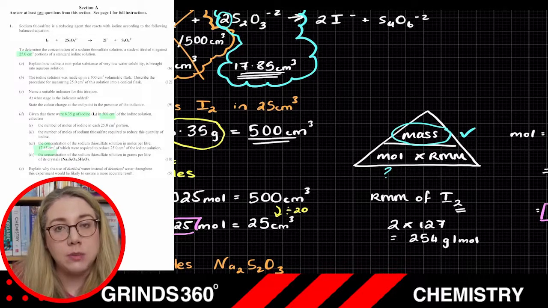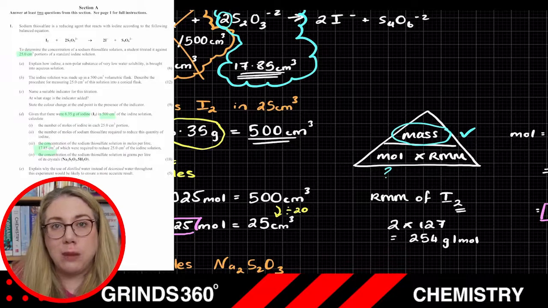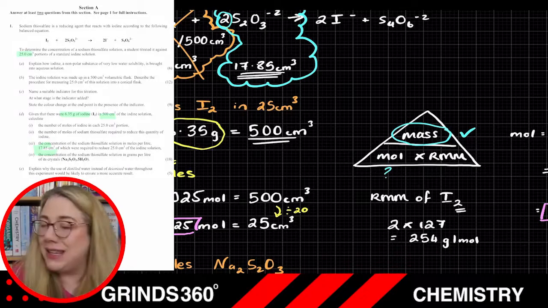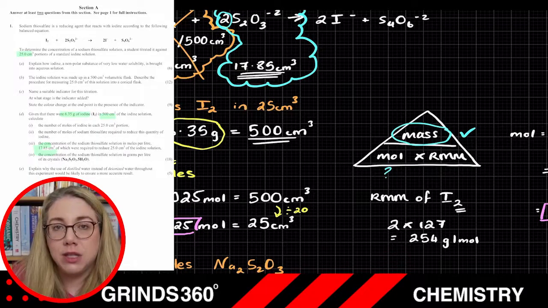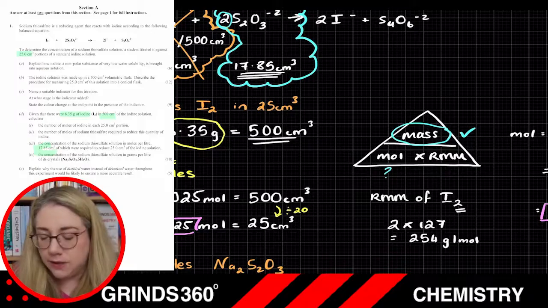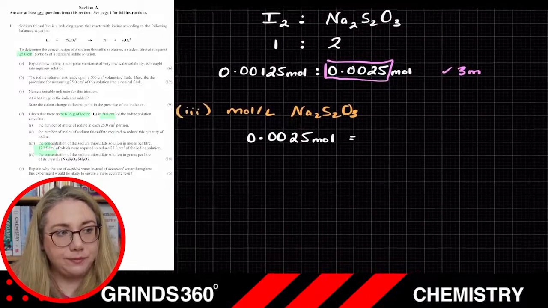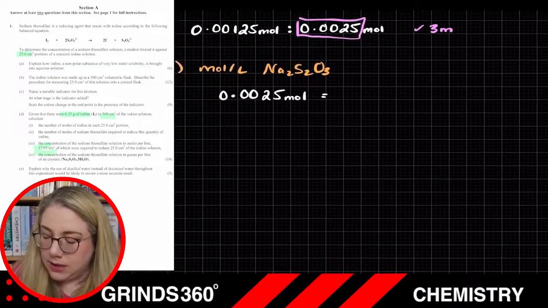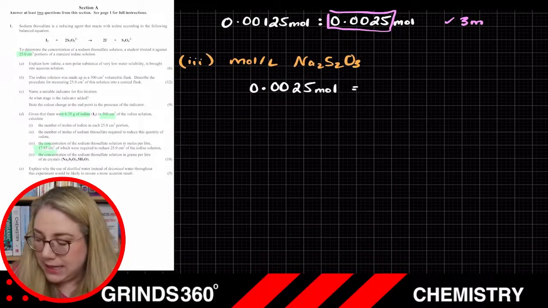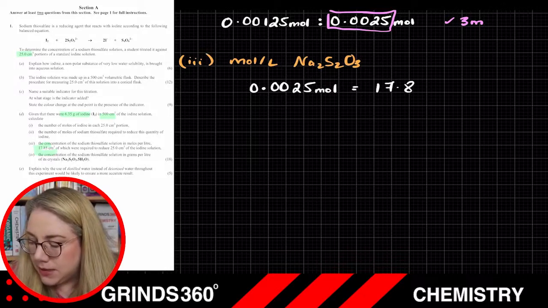And it's why I write the numbers underneath the substances in the balanced equation. So that when you get to this step, when you're moving from the thing you know to the thing that you're trying to find, you know what volume you're dealing with. It can't be 25 centimetres cubed because that's the volume of the iodine solution, not the thiosulfate. Now if we go back down. So I know that I have 0.0025 moles in, what was it, 17.85 centimetres cubed.